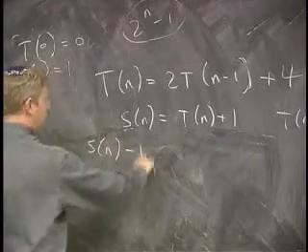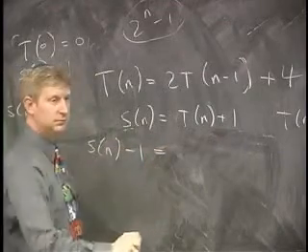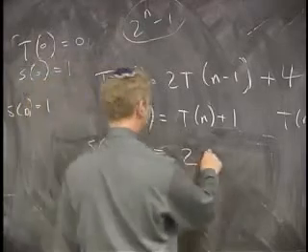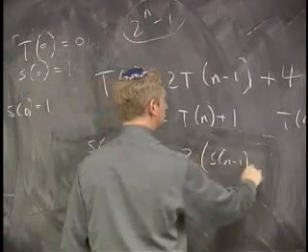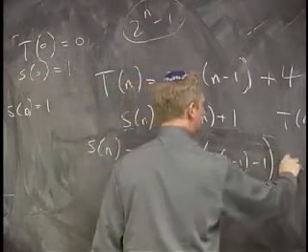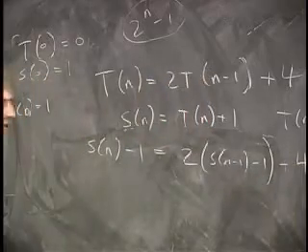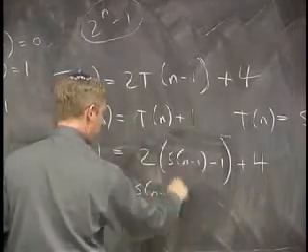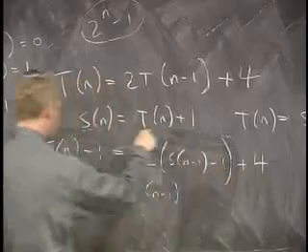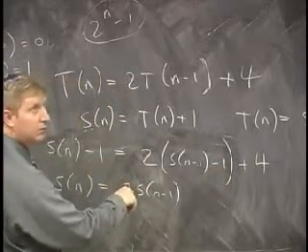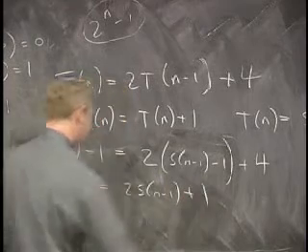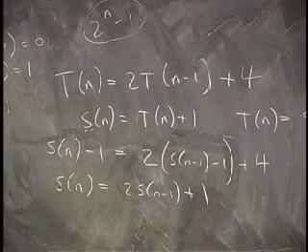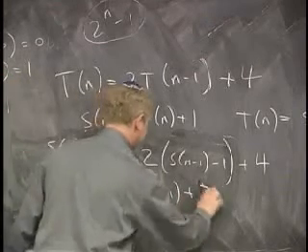You get S of n minus 1 equals, you tell me, Joe, you thought of it. You're stuck now. 2 times S of n minus 1, plus 4. Right. So now let's try to solve for S of n. S of n equals 2 S of n minus 1 minus 2 plus 4 plus 1. Is that it? 3. Minus 2 plus 4 plus 1. 3. Yeah.